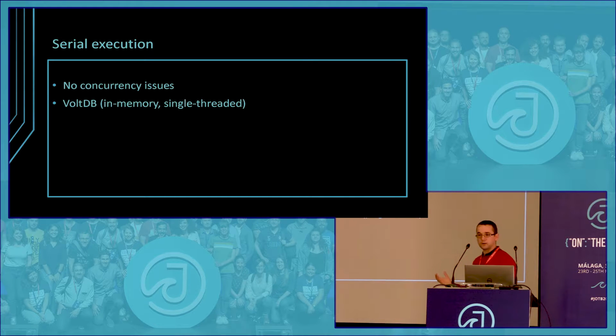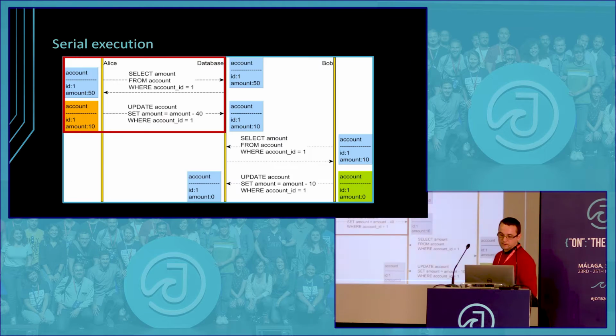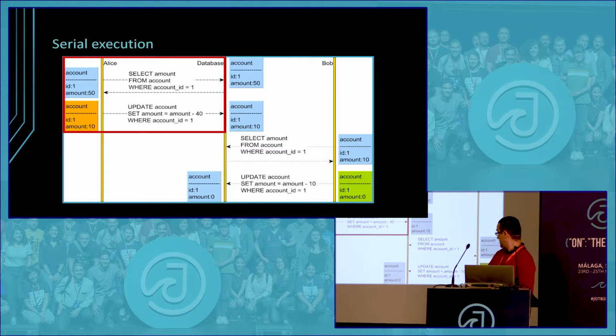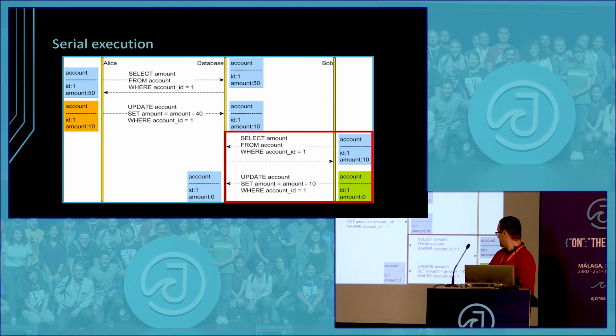VoltDB keeps everything in memory, and because it keeps everything in memory, it can allow everything to happen in a single thread. So if you don't have concurrency, you are not going to have any concurrency control problem. That's how serial execution works. Everyone has complete exclusive access to the database.